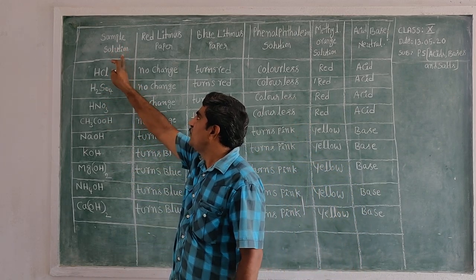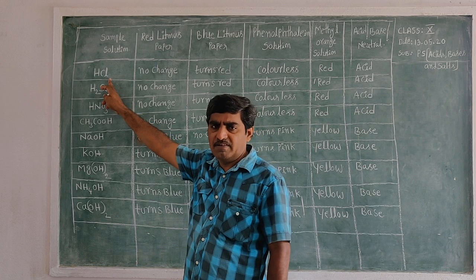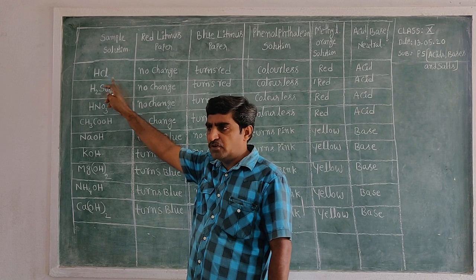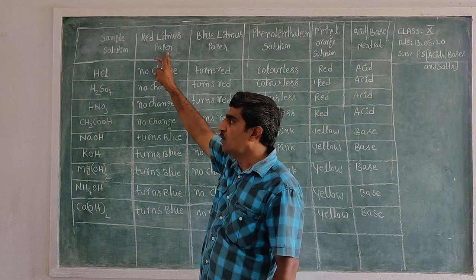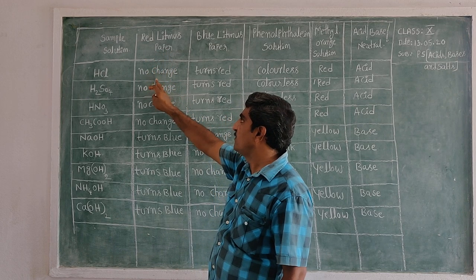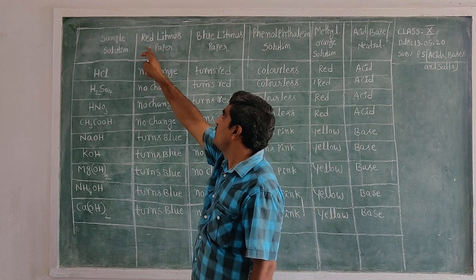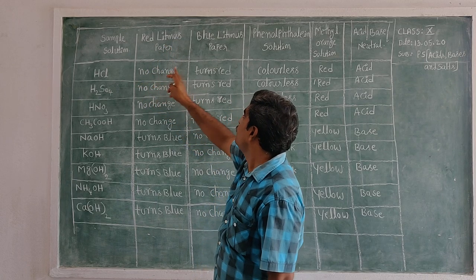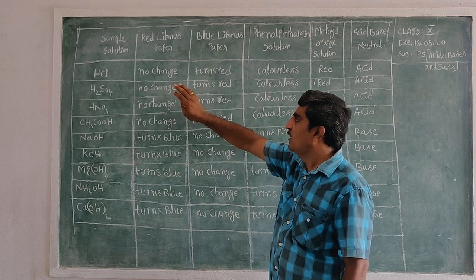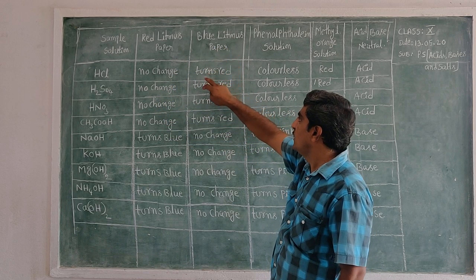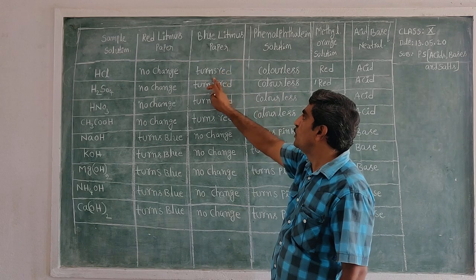First, the sample solution is hydrochloric acid. The unknown solution is given, so we test it with red litmus paper. The color of the red litmus paper does not change. Then we test with blue litmus paper. The given solution turns blue litmus paper red.